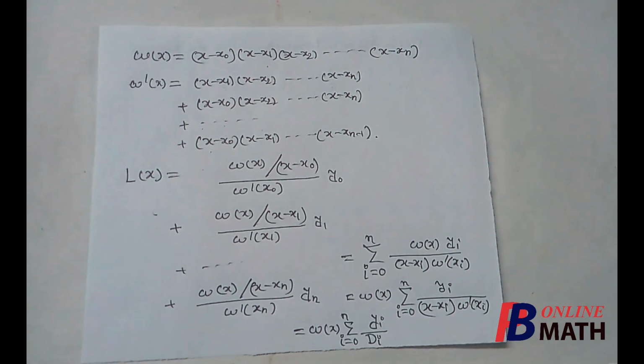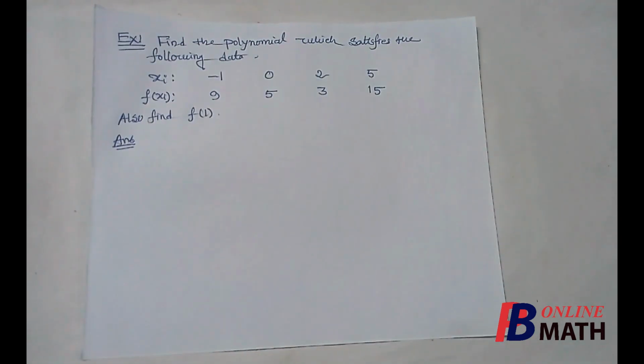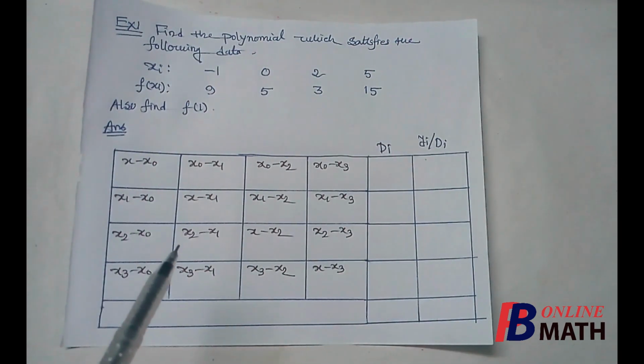Now we shall solve a problem. Next we shall solve this same problem by using this systematic way. So to find the Lagrange's polynomial, we have to consider a table here. Here we have constructed the table. We just explain the table.